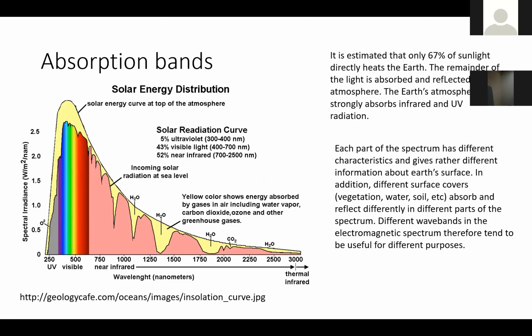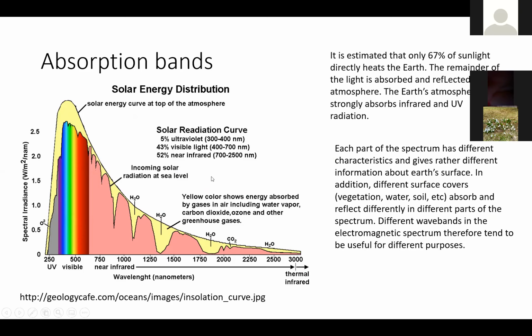It is estimated that only 67% of sunlight directly hits the Earth. So the rest, 33%, is reflected back to the atmosphere. And remote sensing is based on the principle that each part of the spectrum has different characteristics and gives different information about the Earth's surface.